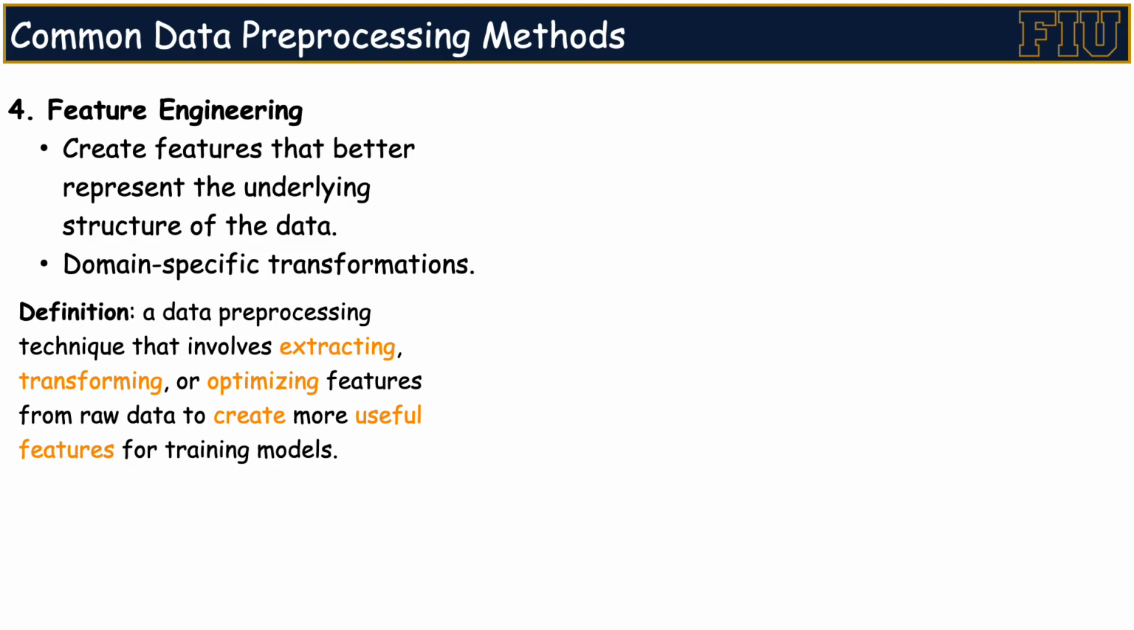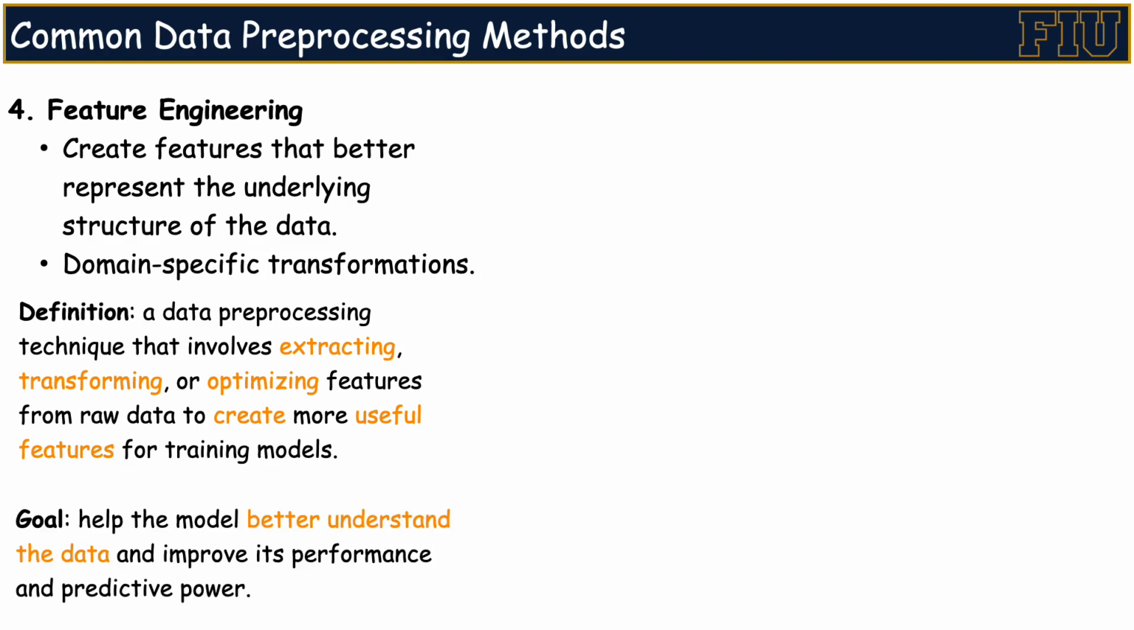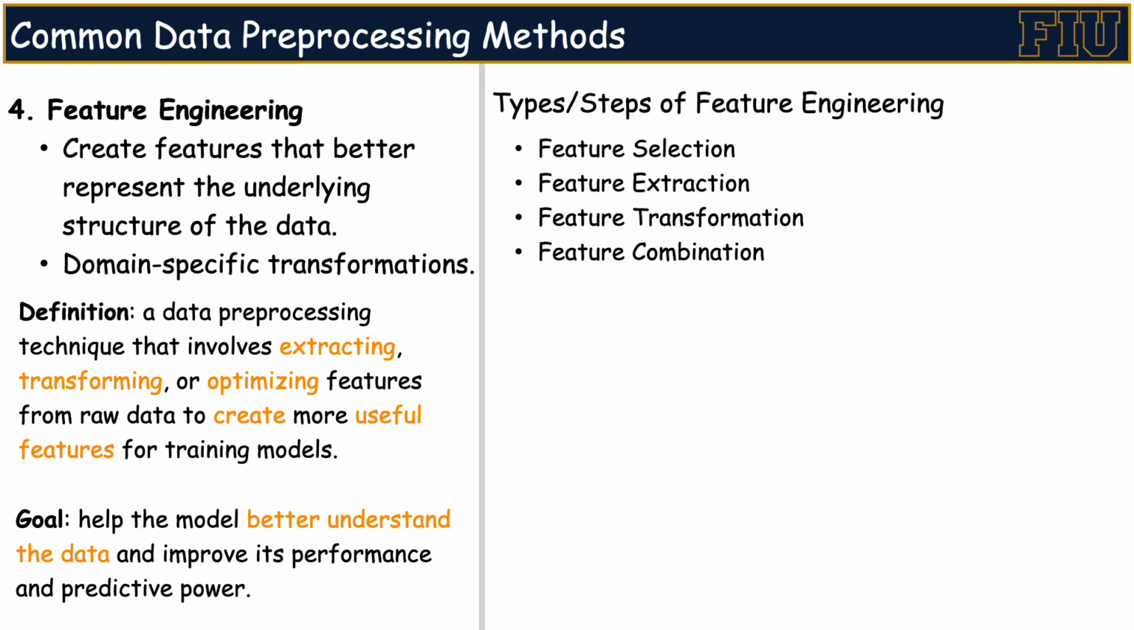Feature engineering is a data processing technique that involves extracting, transforming, or optimizing features from raw data to create more useful features for training models. As we mentioned earlier, the goal of feature engineering is to create new features that benefit the learning task, allowing us to build a better performing model more efficiently. We can broadly divide feature engineering into four categories: feature selection, feature extraction, feature transformation, and feature combination.